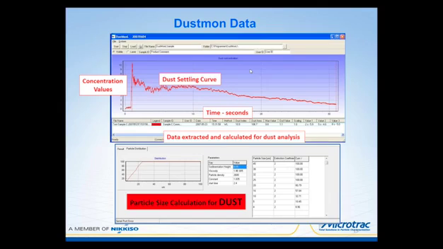Now the data that's obtained, and this is a computer printout from a PC, shows a number of things. The basic graph shows the dust settling curve as it proceeds over a period of time. This is showing the concentration values as a function of time, and this time is given in seconds. So data is extracted, and there are calculations performed that are displayed along this table. The other piece of data that can be obtained is the particle size calculation, and this is only for the dust. This is not an indication of the particle size distribution of the actual material.